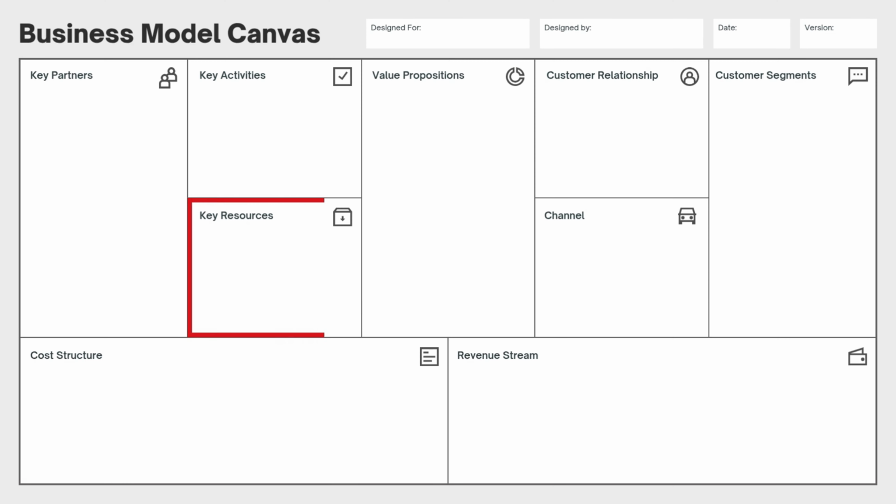So moving on to the next one is key resources, the essential assets a business needs to operate and deliver value to its customers. Key resources are the strategic building blocks that support product development, customer relationships, and also revenue generation. These resources can be physical, intellectual, human, and also financial.